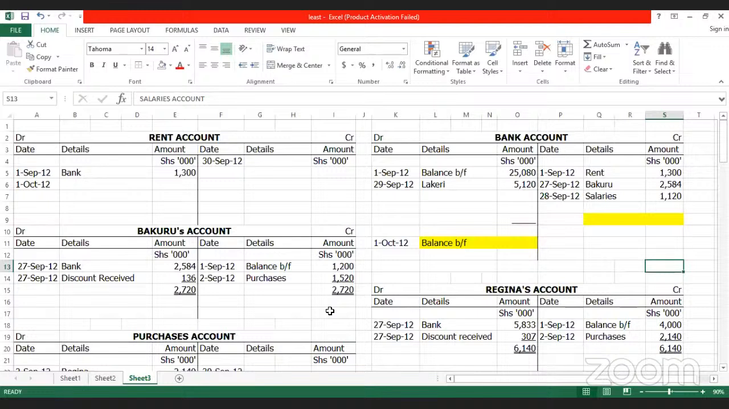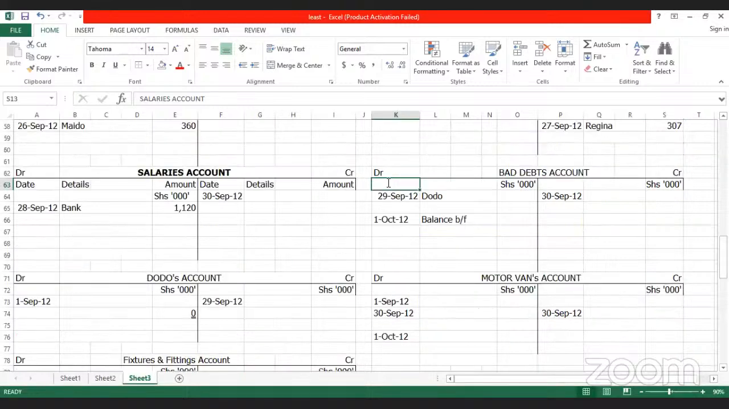Bad debts. Prepare the bad debts account. My bad debts account is here. And Dodo's account. This is my bad debts account.